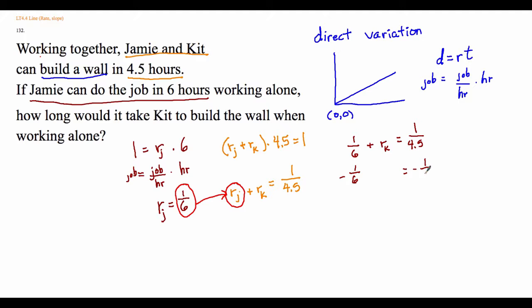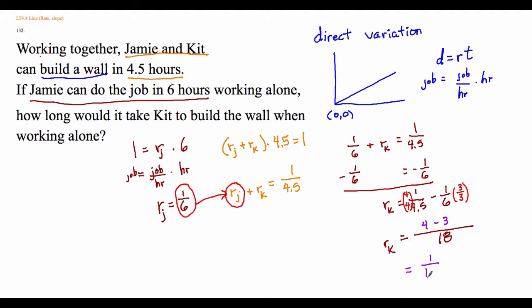If I do the inverse operation, I'll get r sub k by itself. R sub k is equal to 1 over 4.5 minus 1 over 6. Now you can slow this tape down if you need to ponder this and figure out what it's really saying. I found that the least common denominator is 18. You could also stick this in your calculator and then change it to a fraction to get this. It needs to be in fraction form, and you'll see why in just a minute.